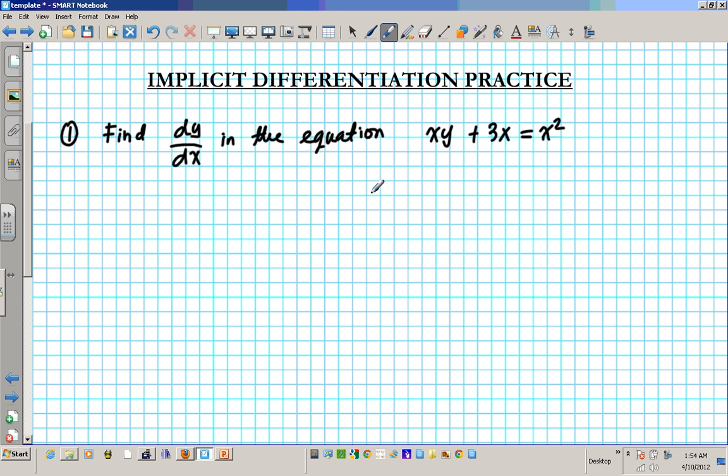All right, so let's apply the rule to this. We're going to implicitly differentiate both sides. So basically what we're doing is taking d/dx of the left side, xy + 3x, equals d/dx, the derivative with respect to x, of x squared. We're going to distribute this derivative to the two quantities on the left side and then differentiate what you have on the right side.